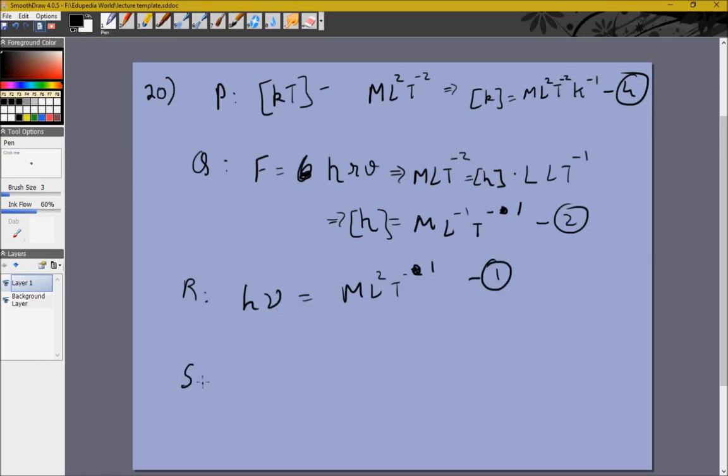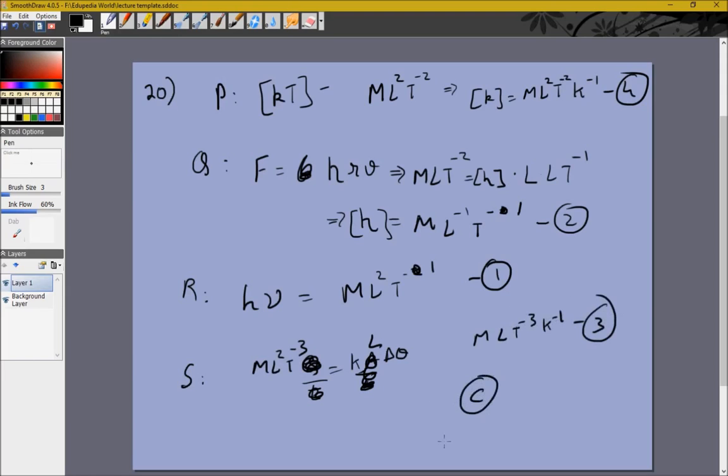And S, which is thermal conductivity, so Q by t is equal to KA delta theta by L. A by L I can just write as L because A is L square. Q, energy, is ml2 t minus 2 and by t is t minus 3. Right? LL cancels, so we get MLT minus 3 K minus 1, which is 3. So 4213 gives us option C. So the answer to this last question is option C.